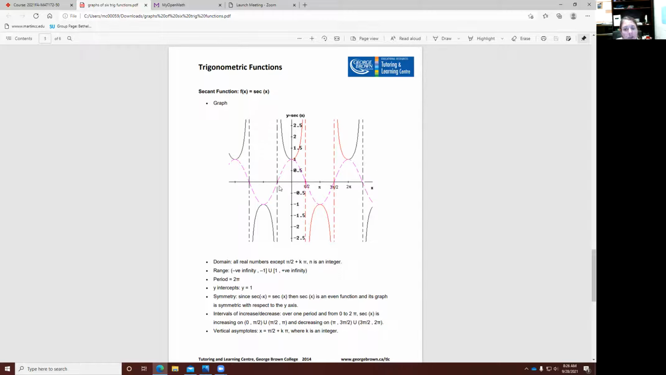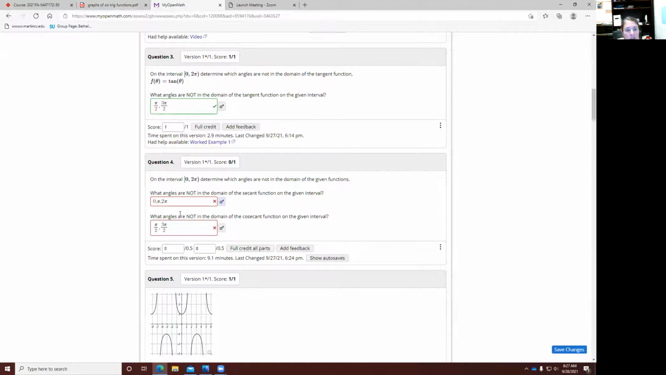You keep going. You also have negative pi over 2, negative 3 pi over 2, negative 5 pi over 2, negative 7 pi over 2. But we only want from 0 to 2 pi, so we're looking at from here to here, okay? What are numbers that are not being covered? It's the asymptotes of pi over 2 and 3 pi over 2. So I think you're just reading this wrong.